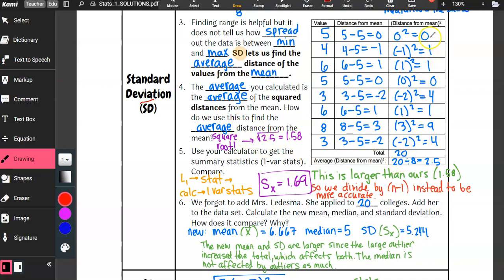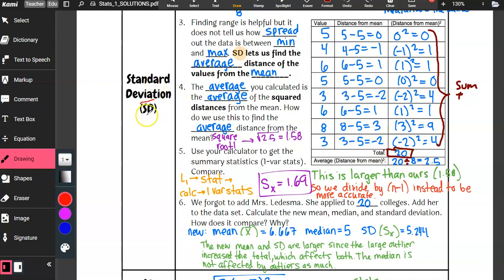So to figure out this box here, what you do is you take all these numbers and add them. You take the sum, add them all together, and you get 20. Okay. And then this box here says the average distance from the mean. If you want to find the average of these numbers, you add them all up and divide by however many numbers there are.